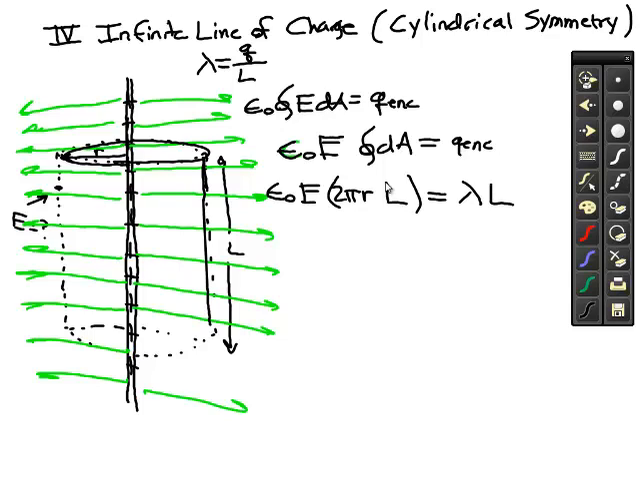What's the first thing you do before you solve for E? And then you can say, okay guys, E is equal to lambda over 2 pi epsilon naught, and we need an r down below.